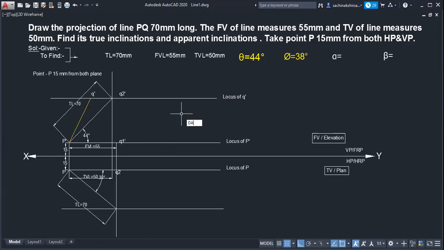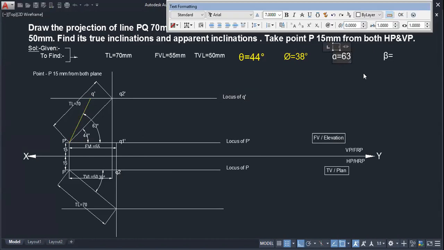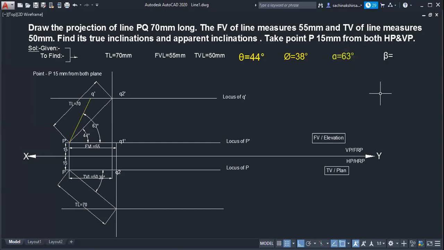Measure and tell how much it is. Angle alpha, 61 degrees, sir. Okay, no issue. Exactly, it is coming 63. It is 63 degrees. Okay, 63.